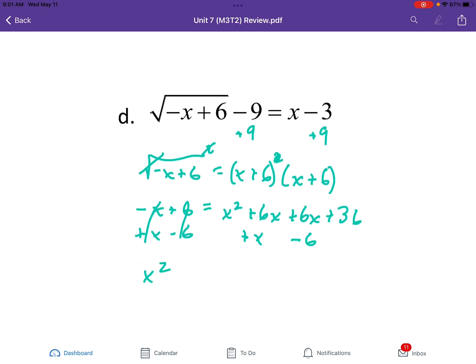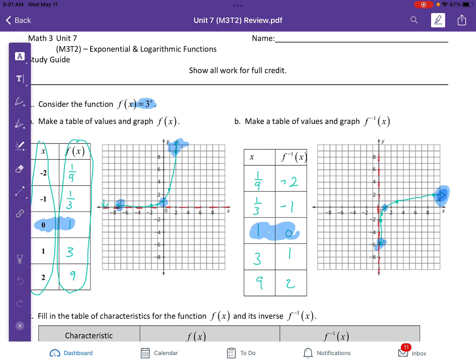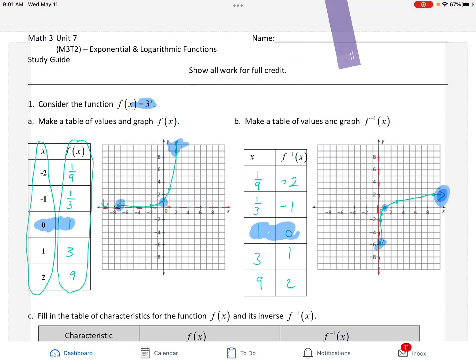I just lost, my apologies, I got to get out of this, go back into it because I lost my pencil. Sorry, that was annoying.